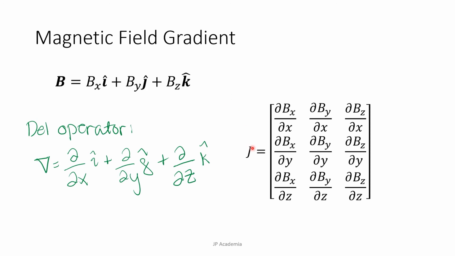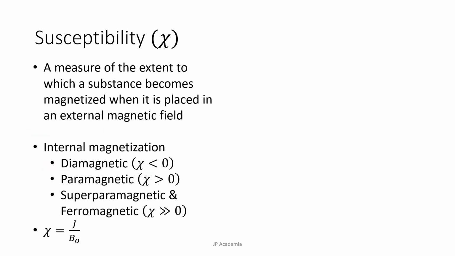If the change in the magnetic field, for example, is along the z direction only, and no change is observed in both the x and the y components, the partial derivatives with respect to x and y are all equal to 0. So we have here the term susceptibility, and it refers to a measure of the extent to which a substance becomes magnetized when it is placed in an external magnetic field.